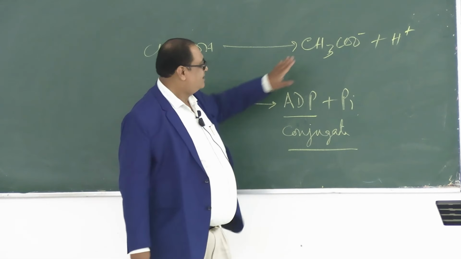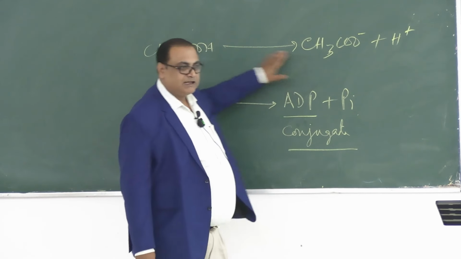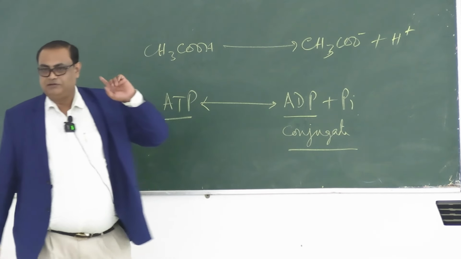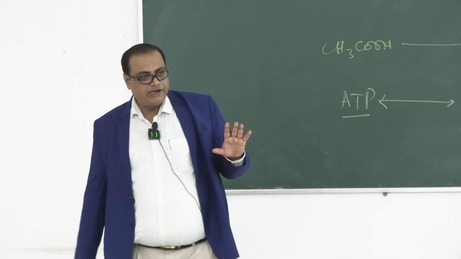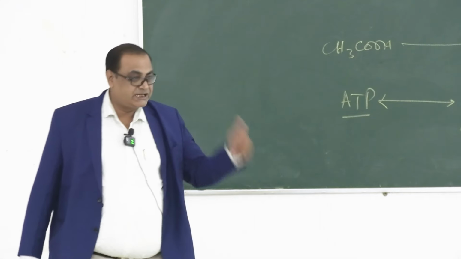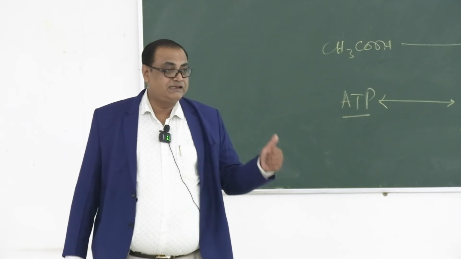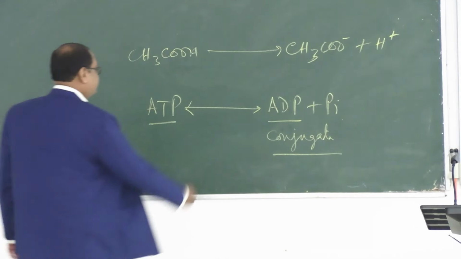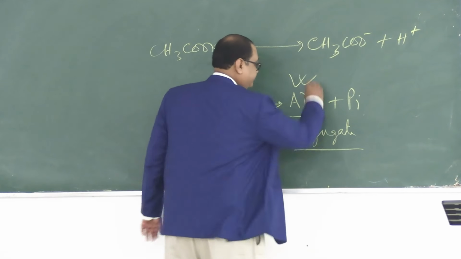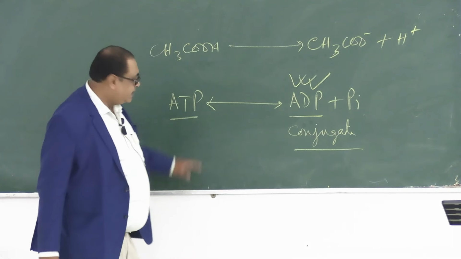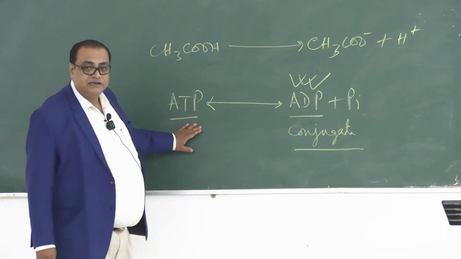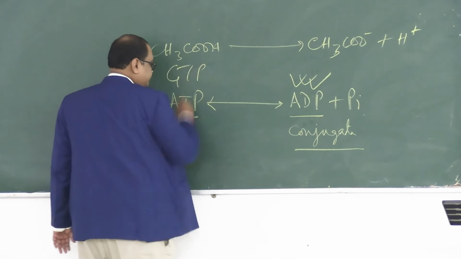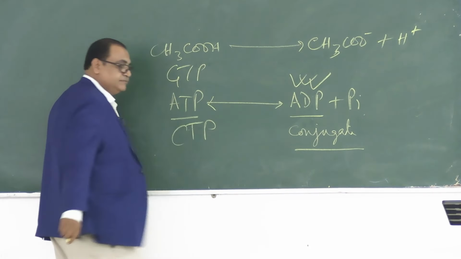The molecule whose conjugate is more stable, most stable, it is called highest energy compound. So ADP is much more stable than ATP. That is why ATP is considered a high energy compound. The same thing happens with GTP, CTP, dATP.